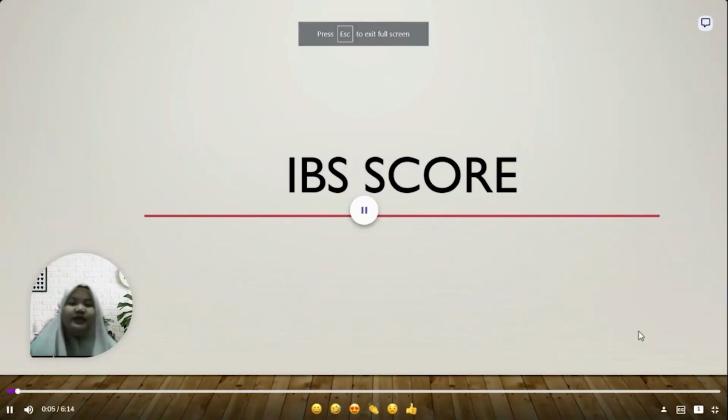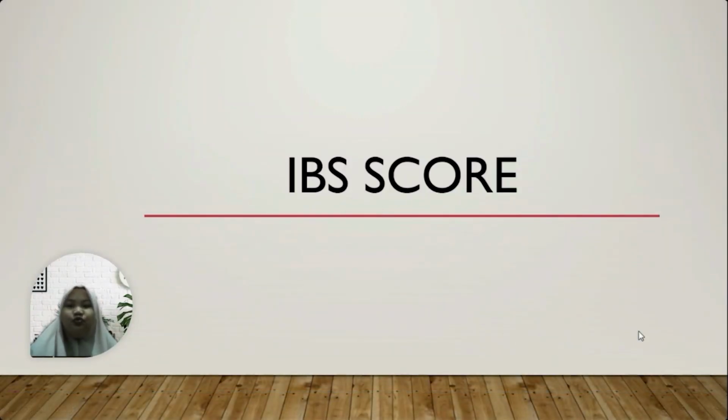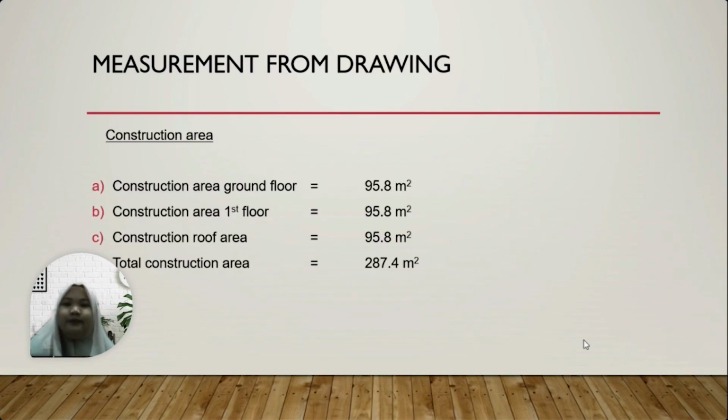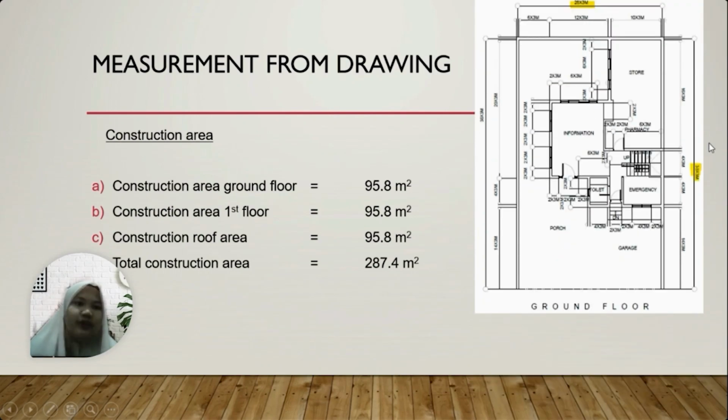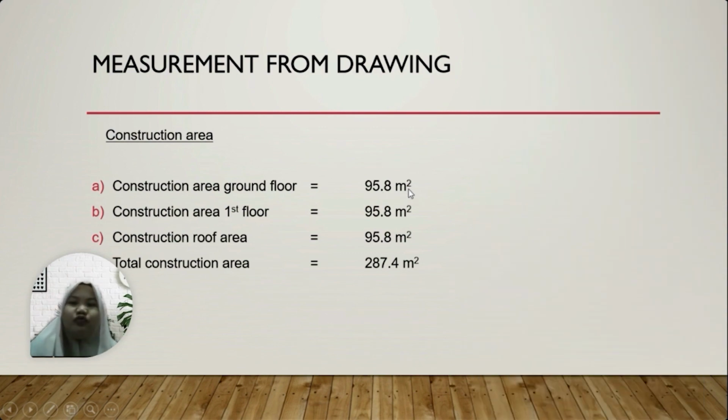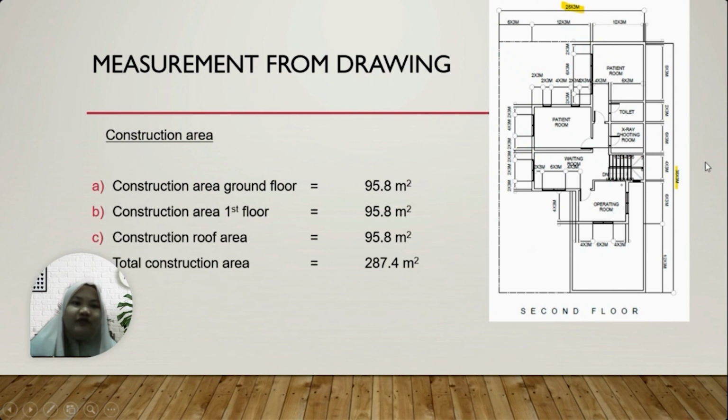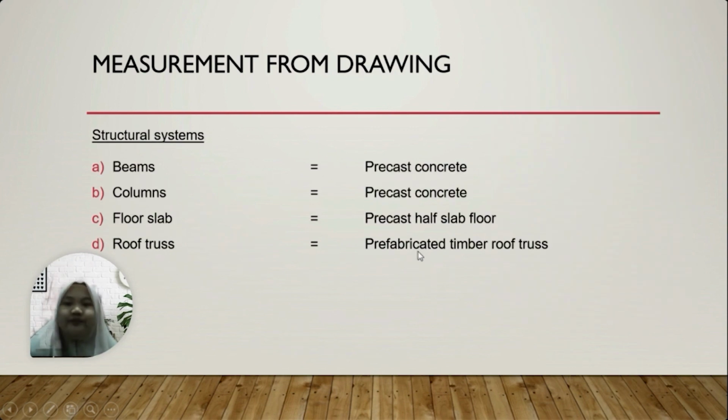Assalamualaikum. My name is Nurul Husna binti Suadi. My metric number is CF190223. Today I would like to present about the IBS score for our project, which is the 2-story clinic. First we must know the construction area for the project. The construction area for the ground floor is 28 times 3m times 38 times 3m, which gives 95.8 meters squared. Same goes for the first floor. So the total construction area is 287.4 meters squared, including the roof area.